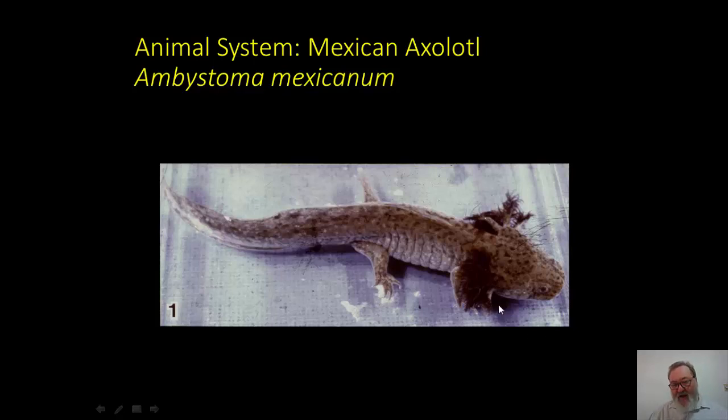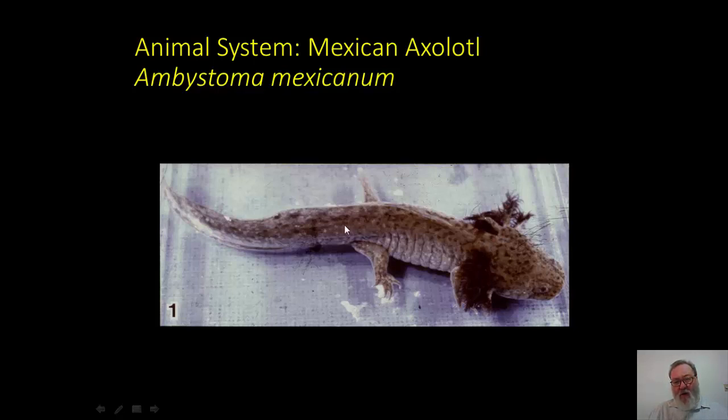Axolotls are salamanders that are natives of central and southern Mexico, particularly abundant around the mountainous lake regions surrounding Mexico City, or at least they used to be. Now there are actually more in laboratories than there are in Mexico, given that they have almost gone to extinction. These are particularly well-suited animals for the laboratory.